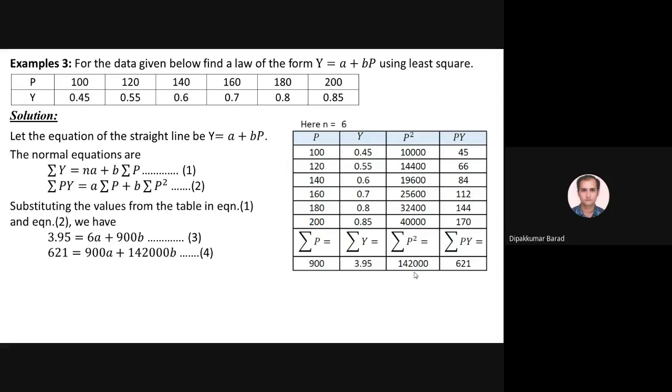So you get these two equations: 3.95 is equal to 6a plus 900b, and 621 is equal to 900a plus 1,42,000b. So now try yourself and find out a and b. Reply your answer in the chat box, each one: Awad, Akanksha, Dhoni, Hemangi, Hanvi, Kumar Pal. Find out a and b.